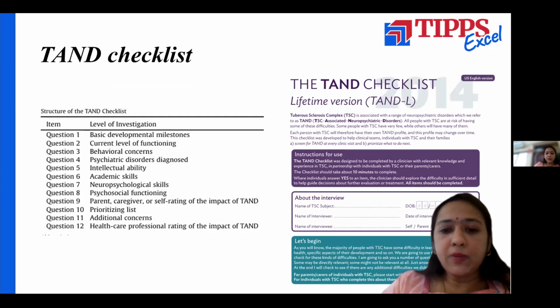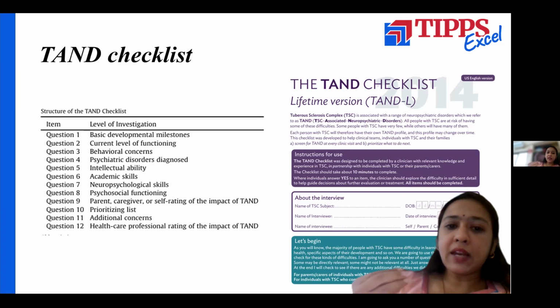So this is the famous TAND checklist. As psychiatrists, we are supposed to learn this checklist. Whenever we have a child with tuberous sclerosis, we have to know how to administer it. Nearly 12 questions are there under this checklist. We will start from the basic developmental milestones, and probe more towards the current level of functioning, behavioral concerns, psychiatric disorders, the current state of intellectual functioning, academic skills, and neuropsychological skills through standardized neuropsychological batteries, then the psychosocial functioning, and finally we will prioritize the list as to which needs to be addressed immediately.